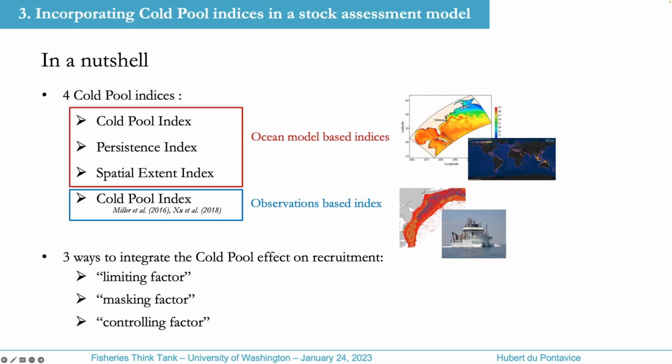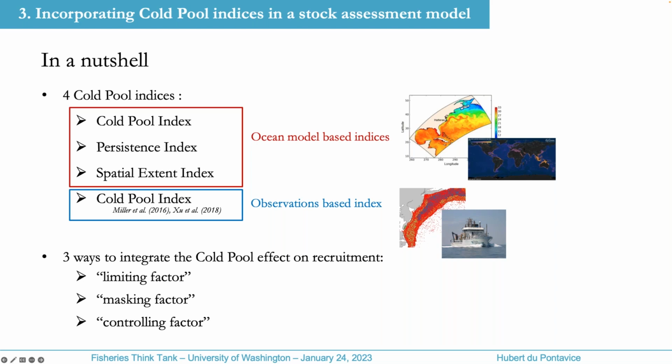Here I'm going to try to summarize our approach. We tested different models by incorporating successively 4 cold pool indices in the assessment model. We used the 3 indices we developed for this study that were calculated using bottom temperature from the combined ocean model product we built. Each of them describes a specific feature of the cold pool: the intensity, the persistence over time, and the spatial extent.